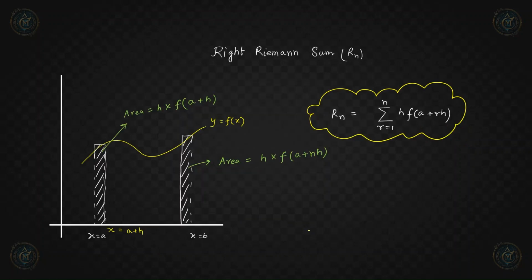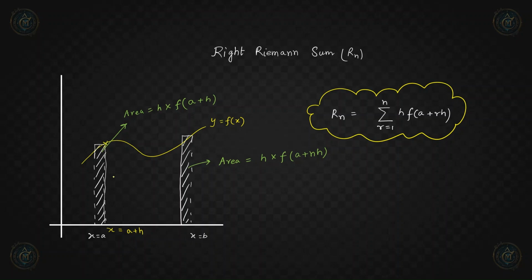Now let us move to right Riemann sum. For right Riemann sum we have a similar kind of setup, but we are using the right endpoints of the subintervals. So we again divide the total interval x equal to a to x equal to b into n subparts, n subintervals, but we choose the right endpoint of each subinterval. So for constructing this rectangle, we pick this point, x equal to a plus h, not x equal to a. We pick x equal to a plus h.